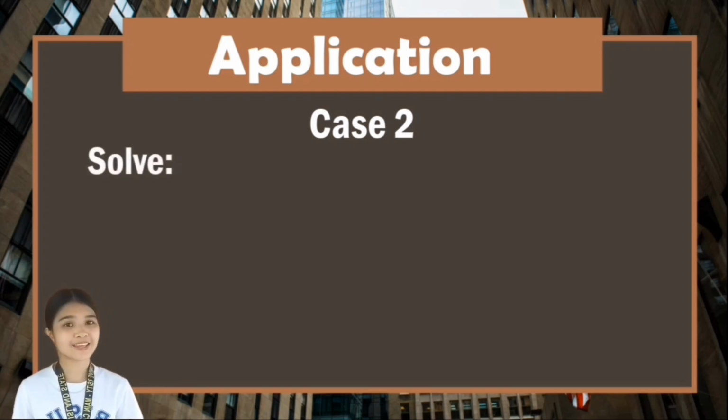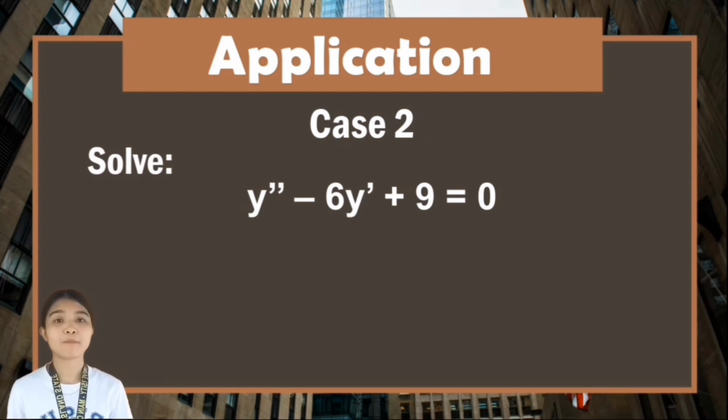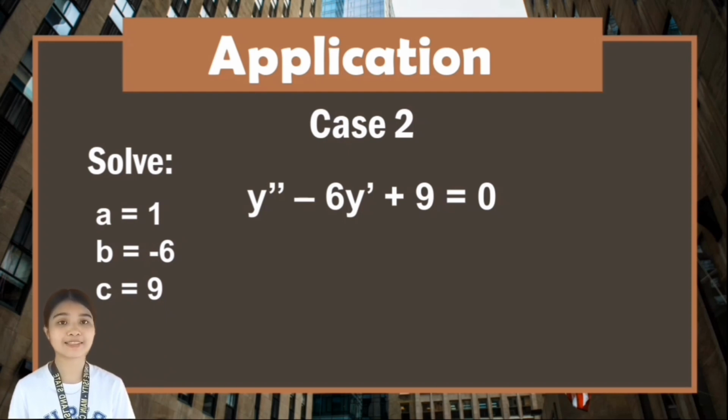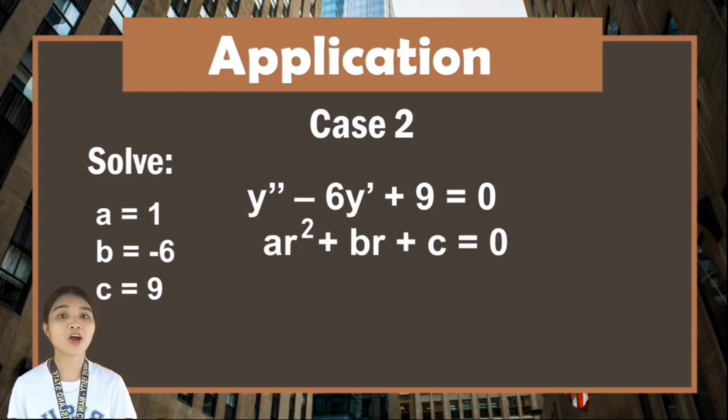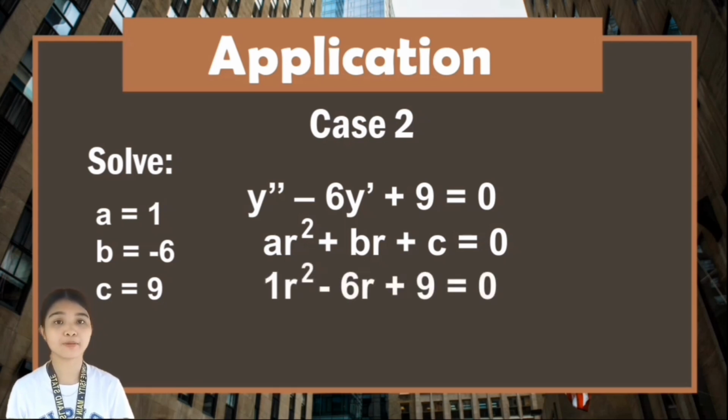Okay, so let's have y double prime minus 6y prime plus 9 equals 0. We can observe here that A is 1, B is negative 6, and C equals 9. Below the differential equation, we will write the formula ar squared plus br plus c equals 0. So we will substitute the values of A, B, and C to this formula. So we will have 1r squared minus 6r plus 9 equals 0.